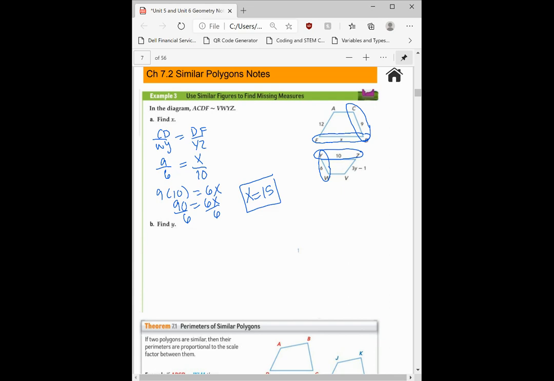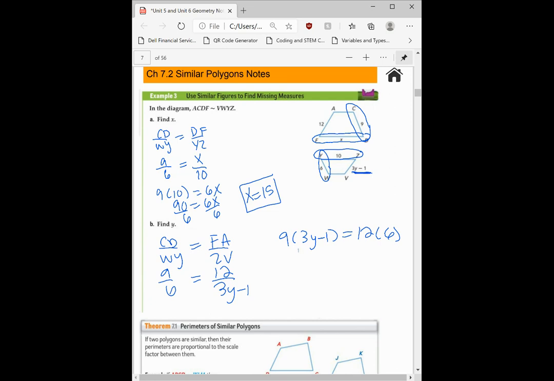So we have CD over WY is equal to FA over ZV. Now we're using corresponding sides that relate to the variable y, which is right here. So we have 9 over 6 is equal to 12 over 3y minus 1. So let's cross multiply. So we have 9 times 3y minus 1 is equal to 12 times 6.